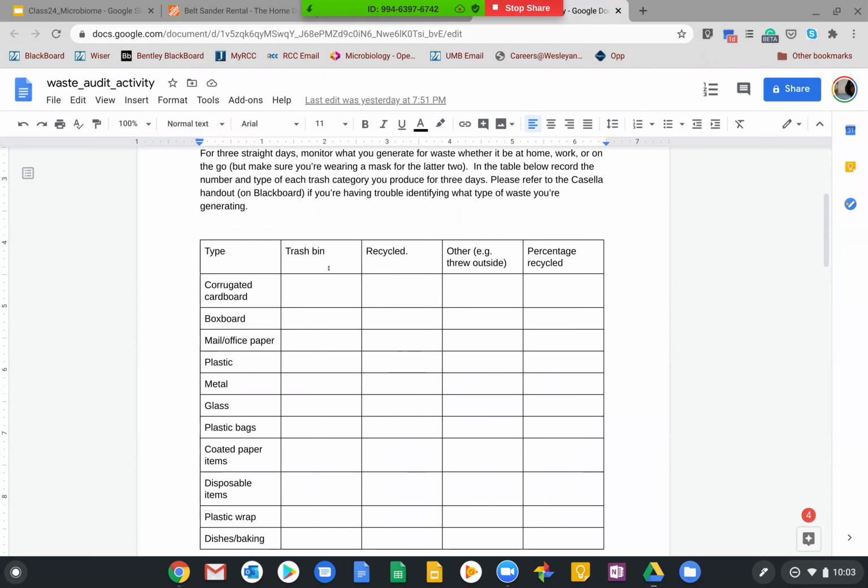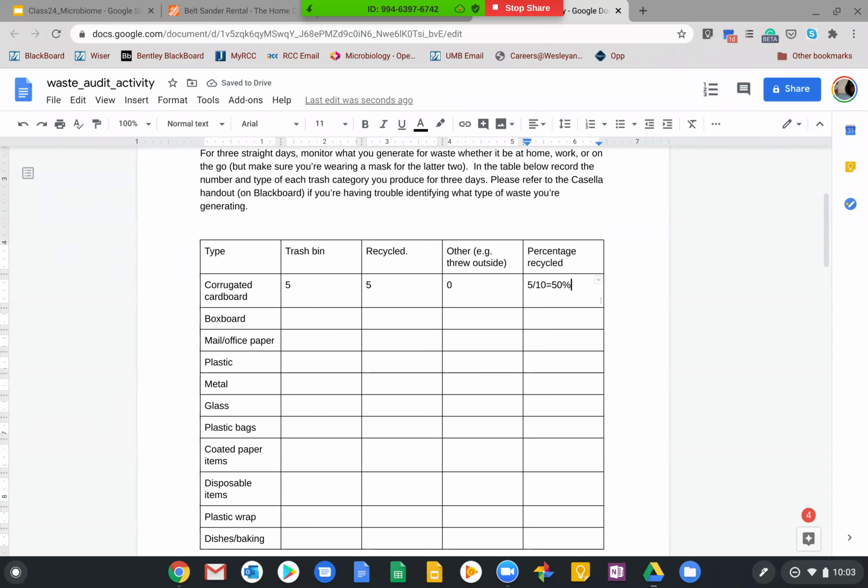The idea here is, if you have X number of corrugated cardboards, and you threw 5 in the trash bin and 10 in recycling. Well, actually, I'm going to make the math easy: 5 and 5, and 0 here. The percent recycled would be 50%, right? Or 5 divided by 10, or 50%.